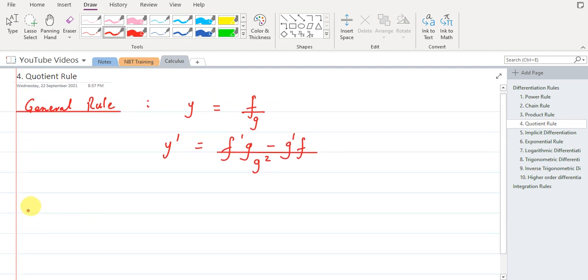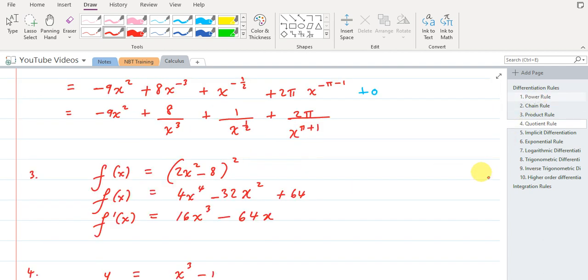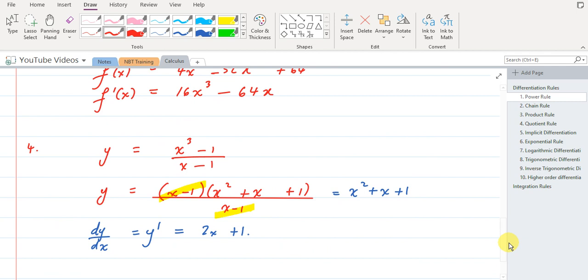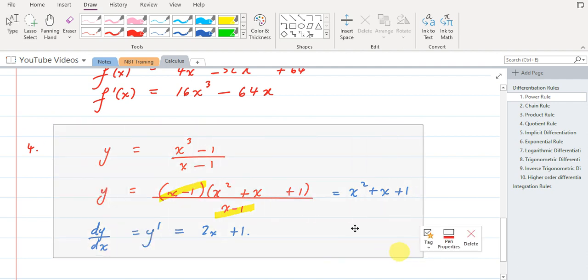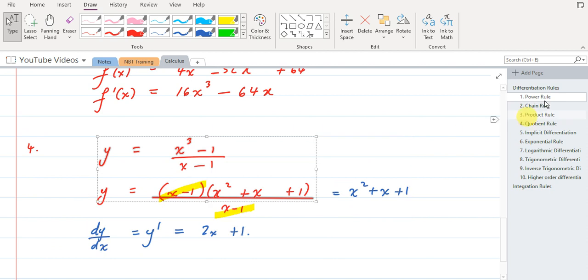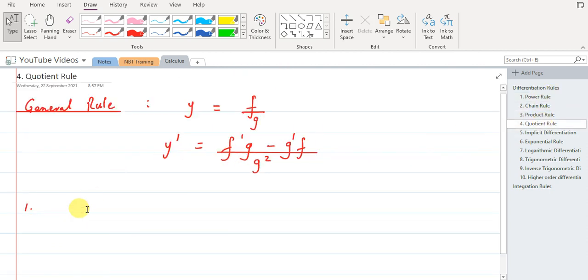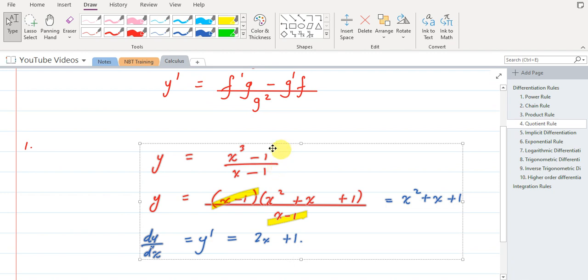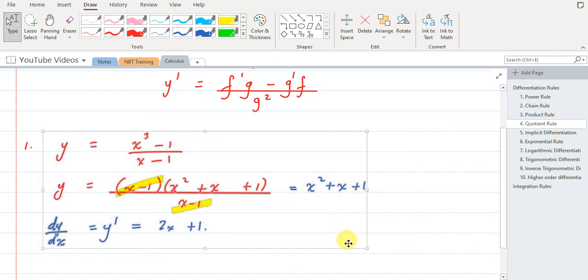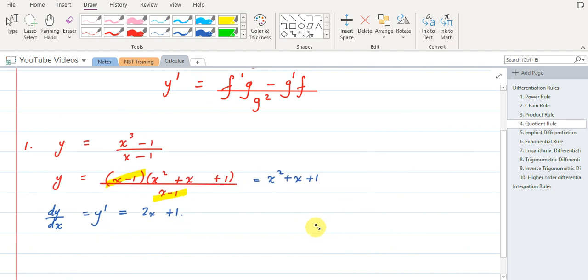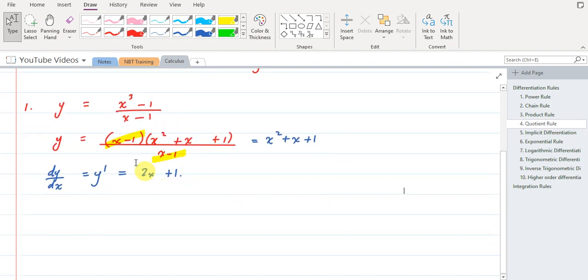Right, so let us have a look at a problem where we apply the power rule and then apply the quotient rule and see if we're getting equivalent answers. I have done a problem in power rule, number 4 of power rule, so let me copy that. I'll take it as example 1 in my quotient rule: y is equal to x cubed minus 1 over x minus 1. We're getting an answer of 2x plus 1.